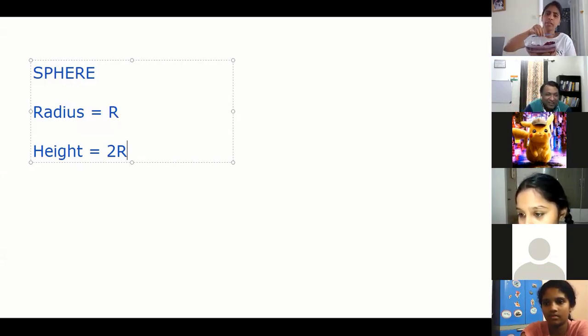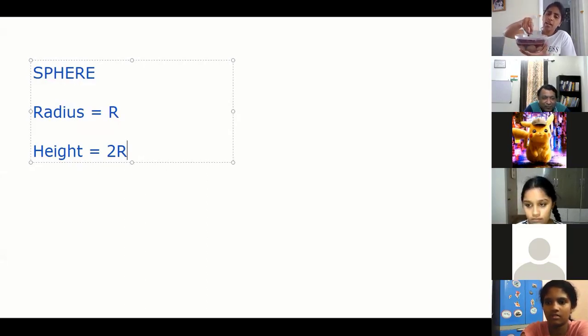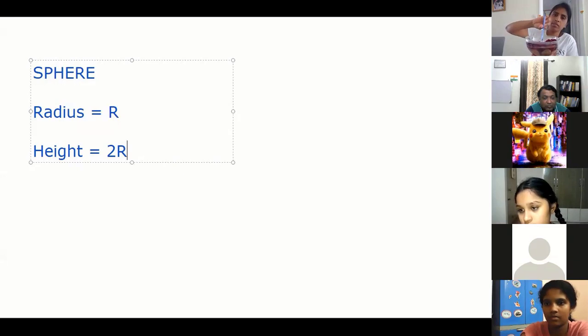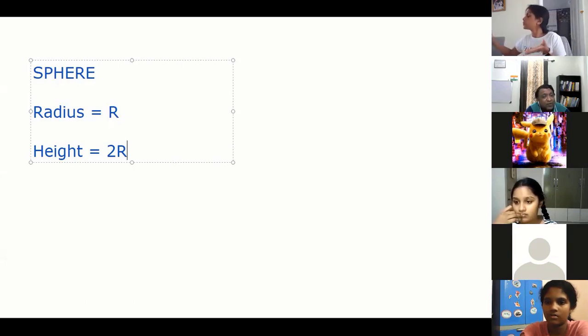Look, I have made this half, like a bowl, and now the diameter will be the height. If we put another bowl over it, it makes a sphere, and if we want to measure the height, putting the pen in the center going straight, it will be the diameter. Are you getting it, everybody? So a sphere has only the radius. Height is also in terms of radius only. If you have a radius, you can do anything on a sphere.